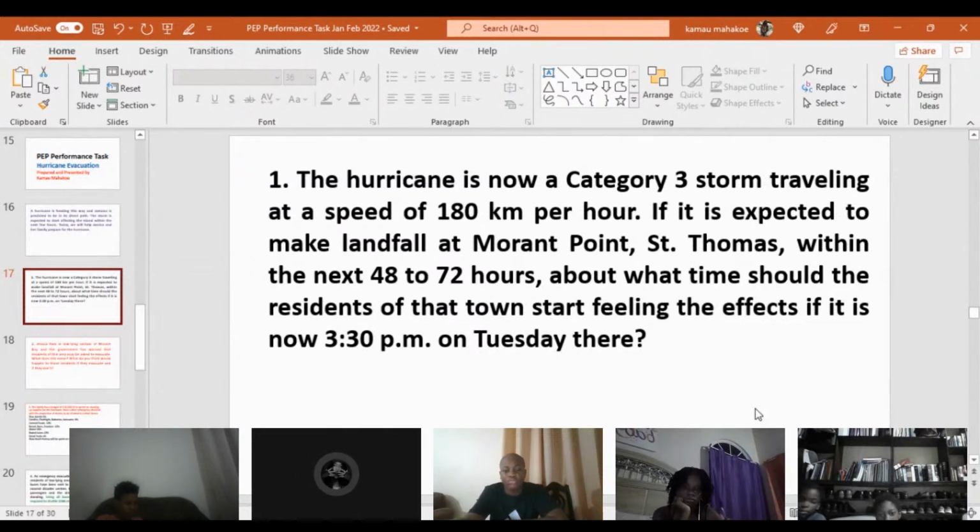The hurricane is now a Category 3 storm traveling at a speed of 180 kilometers per hour. If it is expected to make landfall at Morant Point, St. Thomas, within the next 48 to 72 hours, about what time should the residents of that town start feeling the effects if it is now 3:30 p.m.